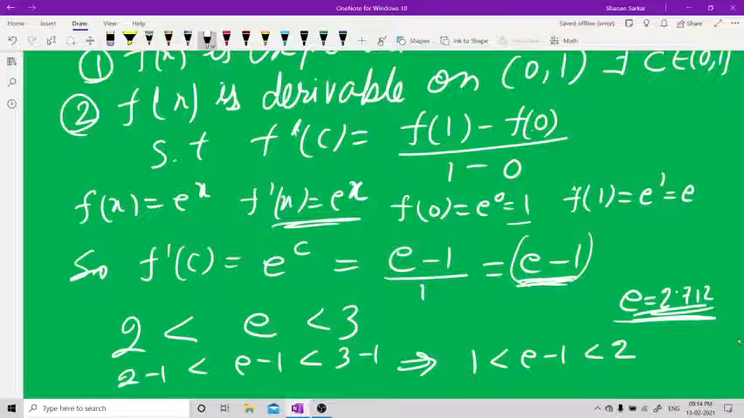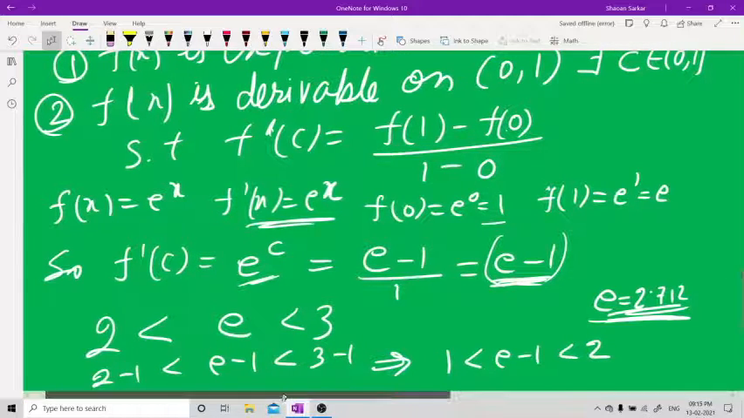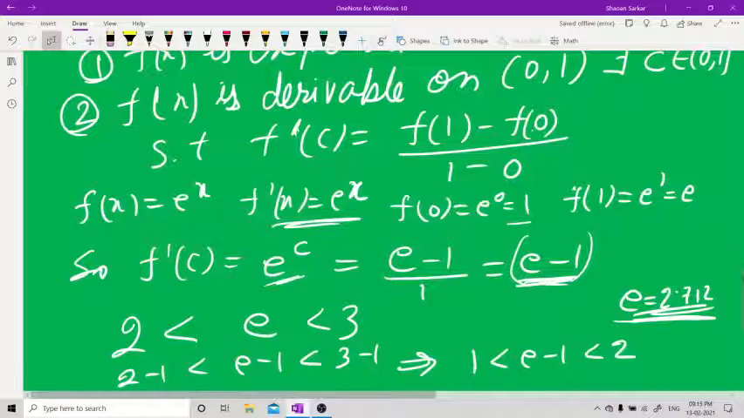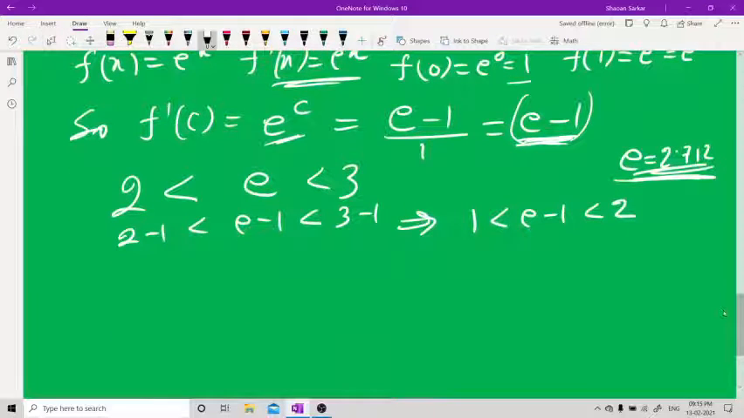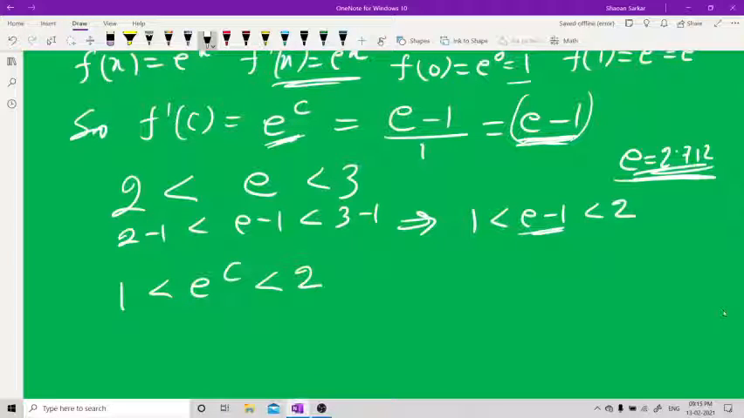And what is e minus 1? It is nothing but e to the power of c. This is e to the power of c. So 1 less than e to the power of c less than 2. Take log on all sides.